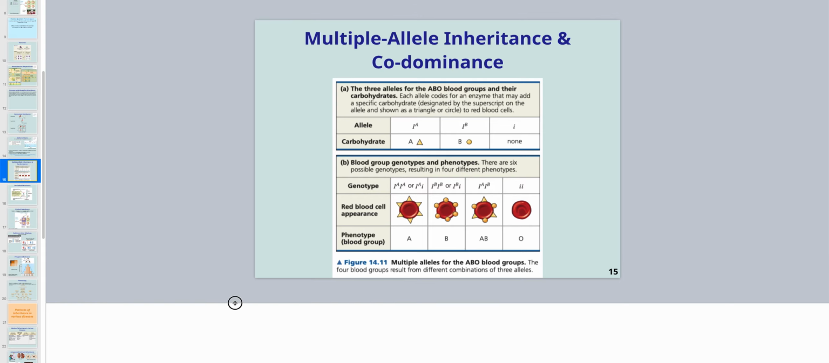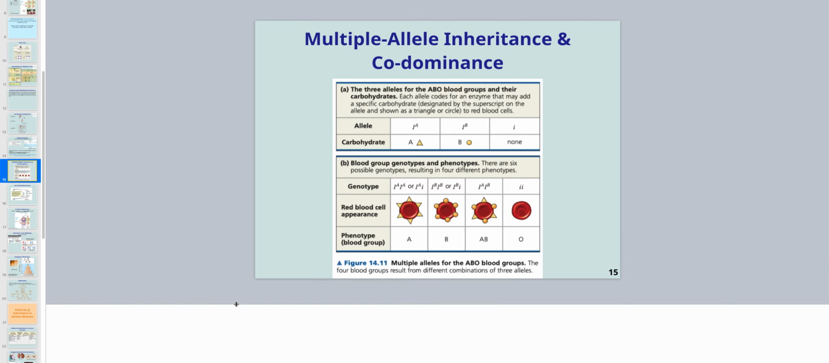Now let's talk about the concept of multiple allele inheritance. Last time we discussed what codominance is. Multiple allele inheritance is when there is more than one allele present at a single gene. So in the case of ABO blood groups, at the single gene, the allele could be IA, IB, or i, as opposed to just two possibilities.